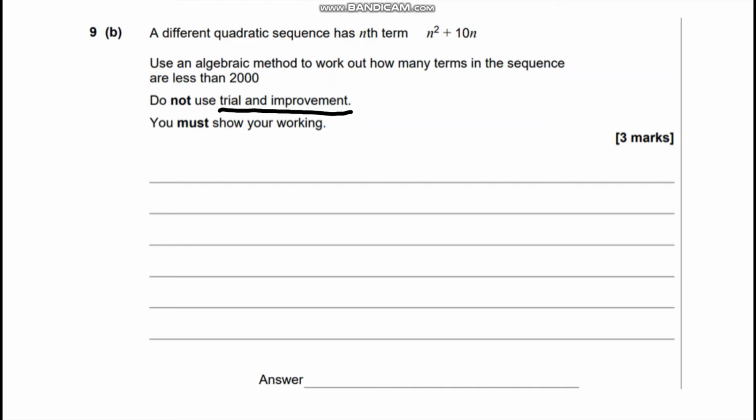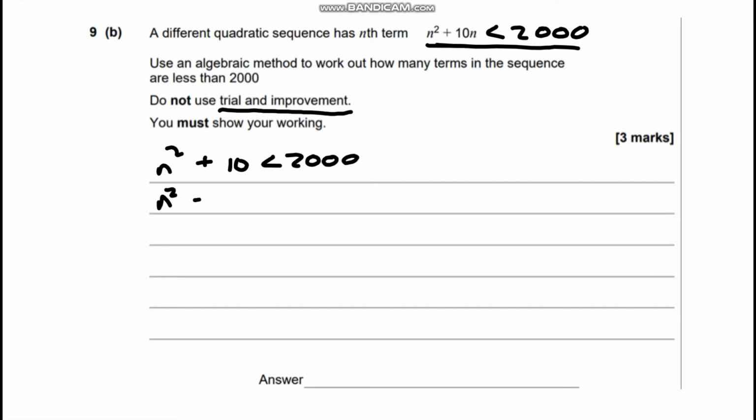So we want to know when this here is less than 2000. So we're going to have to solve this inequality. We've got n squared plus 10n is less than 2000. I'm going to get it all onto the left-hand side, so take away 2000 from both sides. Now I'm going to treat this like a quadratic equation. I'm going to ignore the inequality sign for the minute and just solve it like it's a quadratic equation.